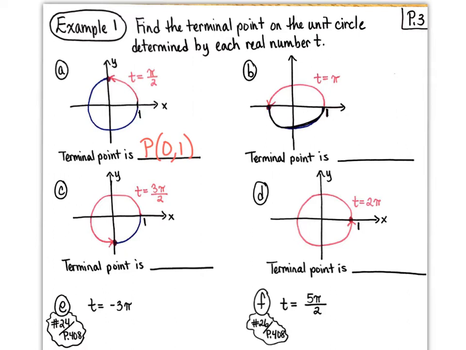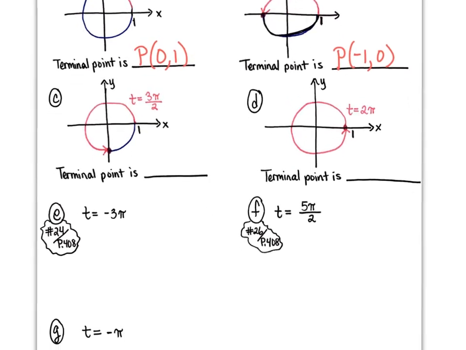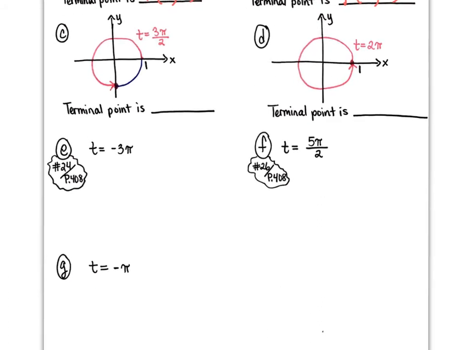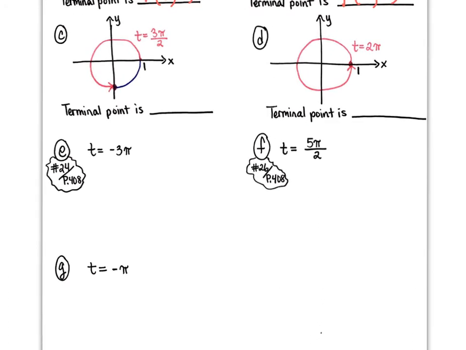Now, here, t is equal to pi. What is our terminal point? Negative 1, 0. Good. Would you like a couple minutes to try the rest? Okay. I'm going to pause this and give you a few minutes to try the rest of them on this page. So we found the terminal points for A and B. Find the terminal points for C, D, E, F, and G. You can discuss this with your neighbors. Online, you can unmute your mics and discuss it with each other.